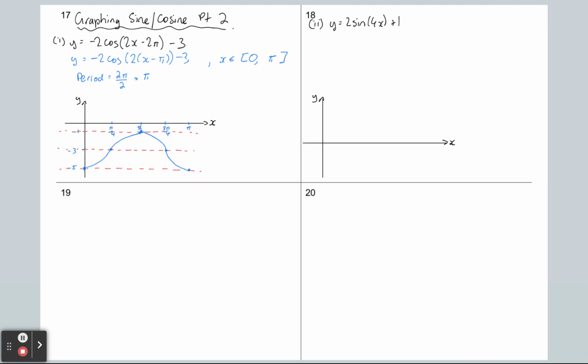Number 2 is another story. Number 2 doesn't have a phase shift this time. I thought I won't make it too complicated, but it does have one more wrinkle in it. Let's have a look at it.